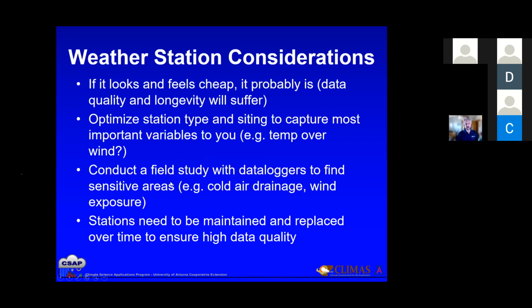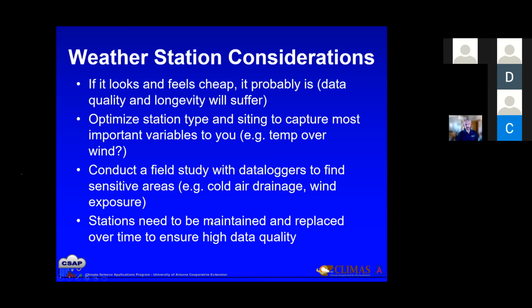Conduct a field study with data loggers. This is a little bit of a high-end application, but if you have the ability to put the weather station or some data loggers out, you can move it around for a while to make sure it's getting the kinds of information you want. And stations still need to be maintained and replaced over time. Some of these stations actually have replaceable sensor parts, which helps you maintain the station rather than throwing a station away and putting up a new one.